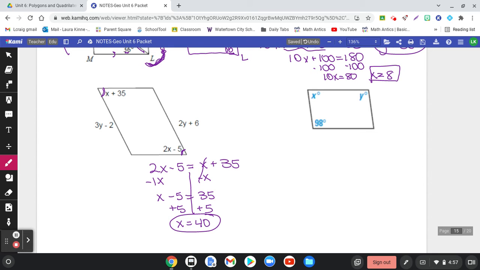All right, now to find your y's, they're on the sides. Opposite sides are the same. So I'm going to set them equal. 3y minus 2 equals 2y plus 6.